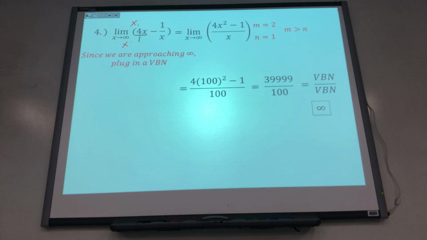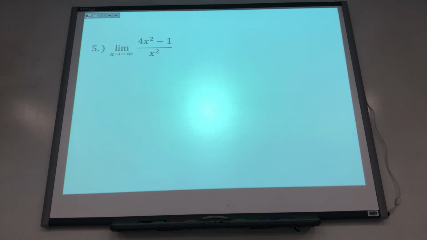Alrighty. Any questions so far? I think I just have one more here. So, last one. This one shouldn't be too bad. Number 5, it's the limit as x approaches negative infinity. It's a limit at infinity. And it's 4x squared minus 1 over x squared. It's a lot like number 4, but the bottom is now x squared.